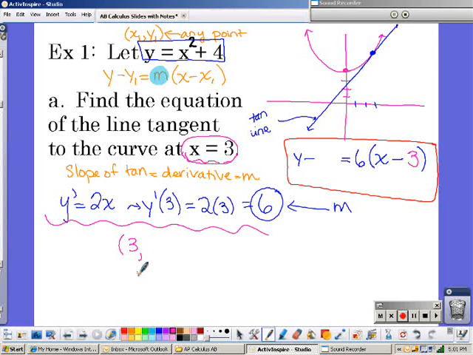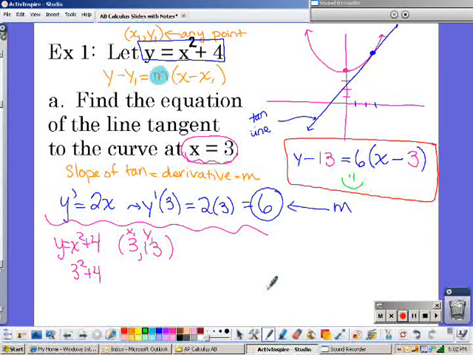Now we're pretty smart cookies. We know that if we have the equation y equals x squared plus 4, and we need to find the y coordinate, we're just going to take 3, sub it in for the x. So 3 squared is 9, plus 4 is 13, I think. So this is my x1, this is my y1. I'm going to substitute my 13 over here for my y1, and now I'm done. No simplifying, no need to distribute that 6, life is good. There's the equation of our tangent line.